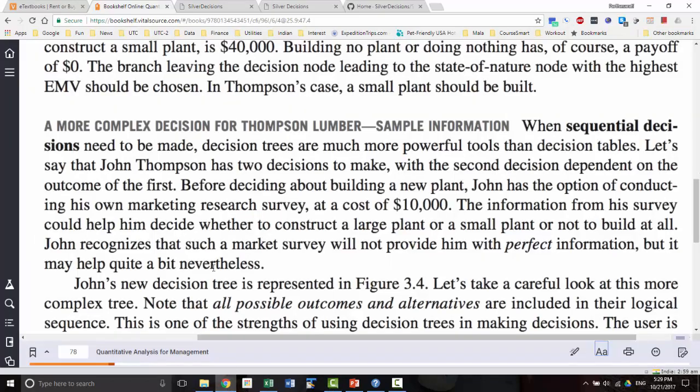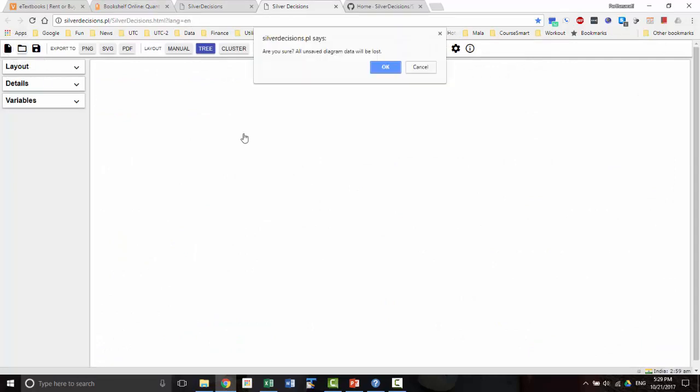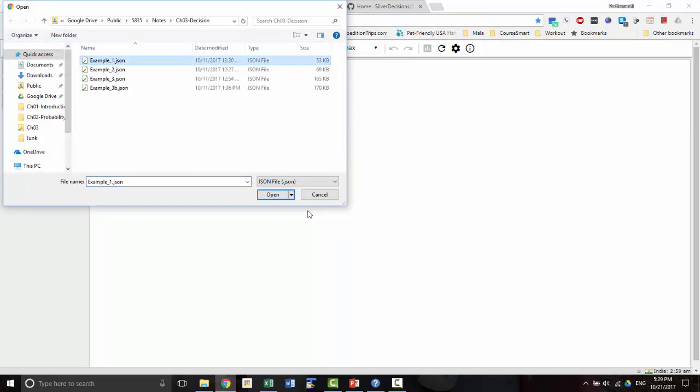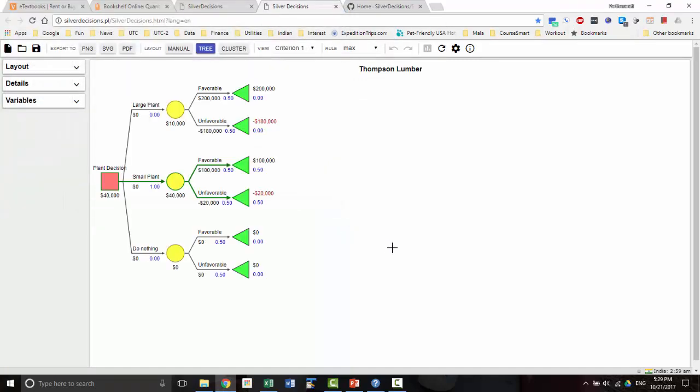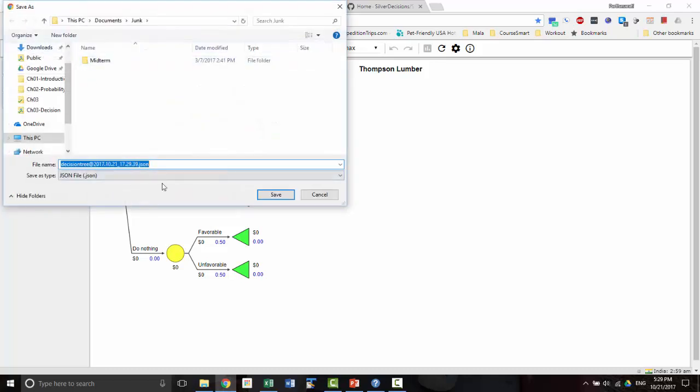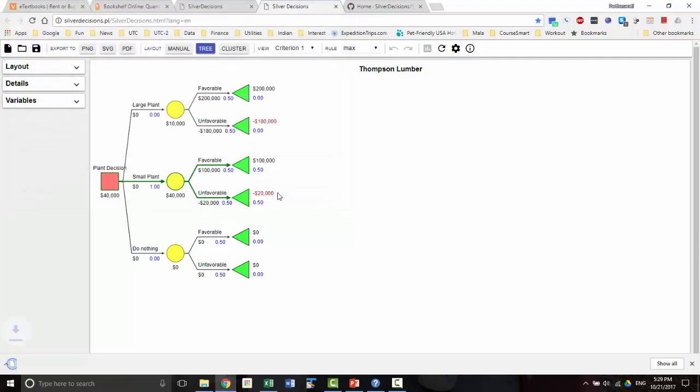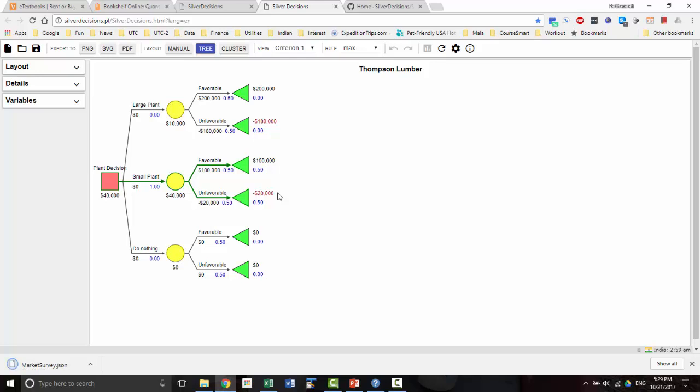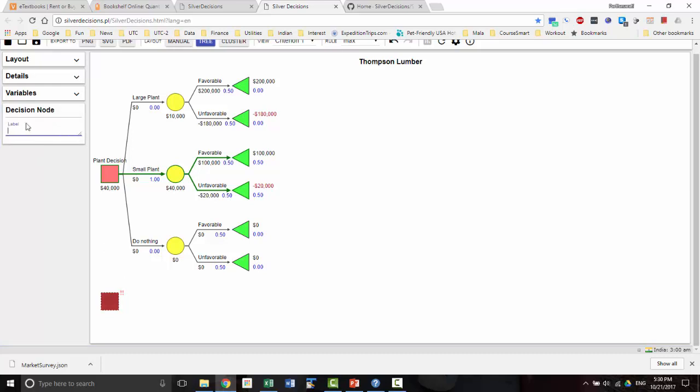So let's head back to the decision tree. I'm going to open the first decision tree that we made, so we can build on this. I'm going to save this with a different name, market survey maybe, so my original decision tree is not altered. Now I want to add a decision node, and I'll call that decision node market survey.